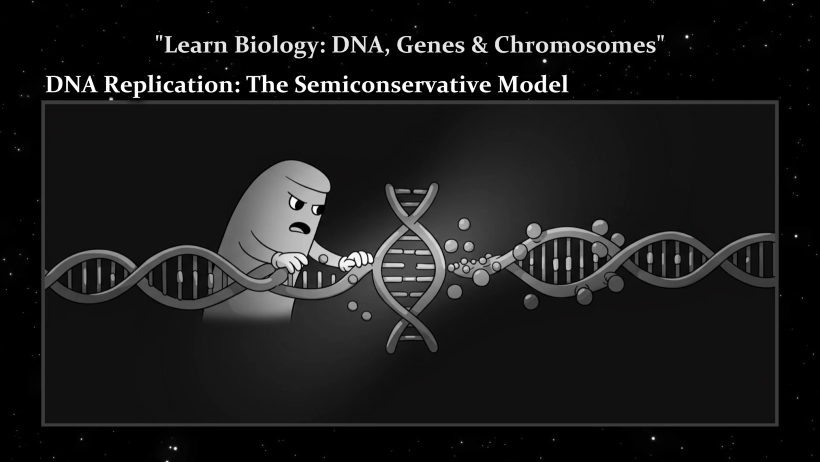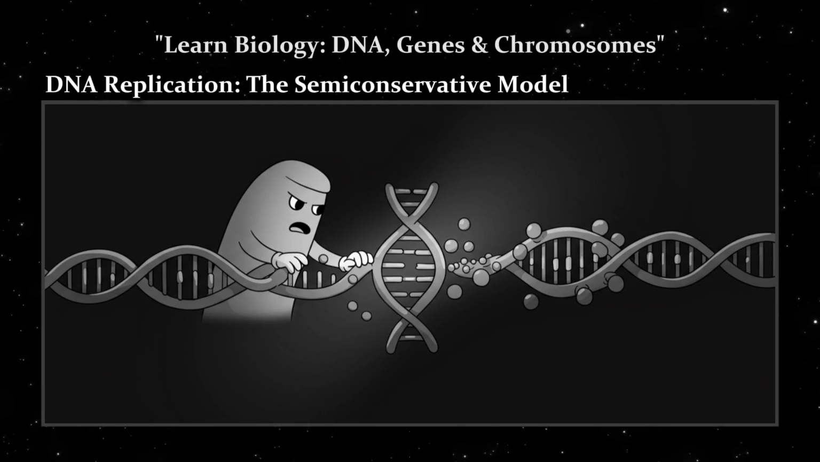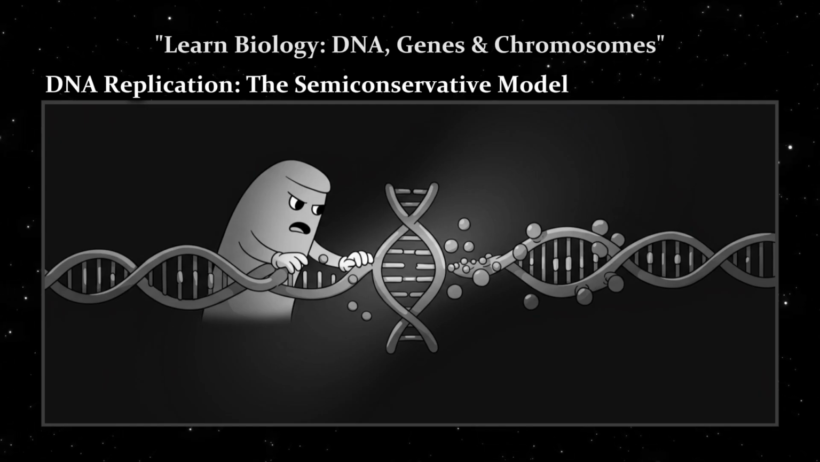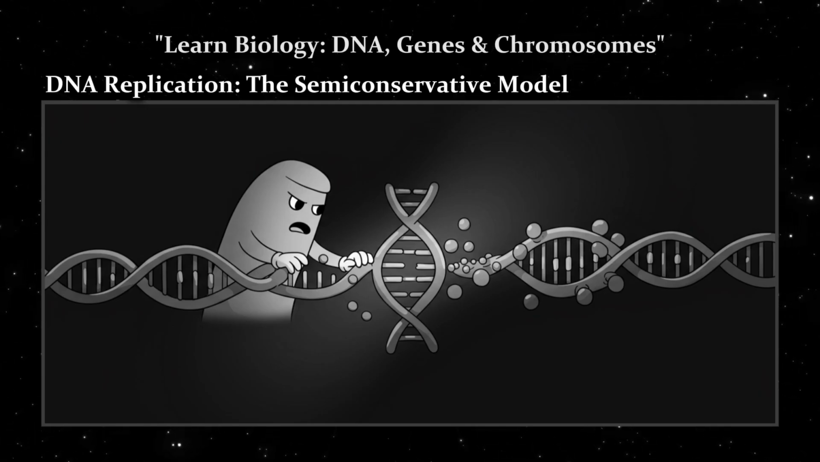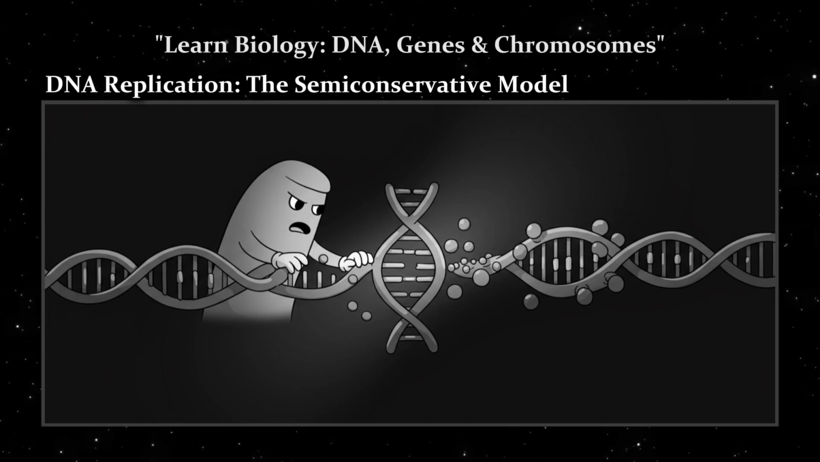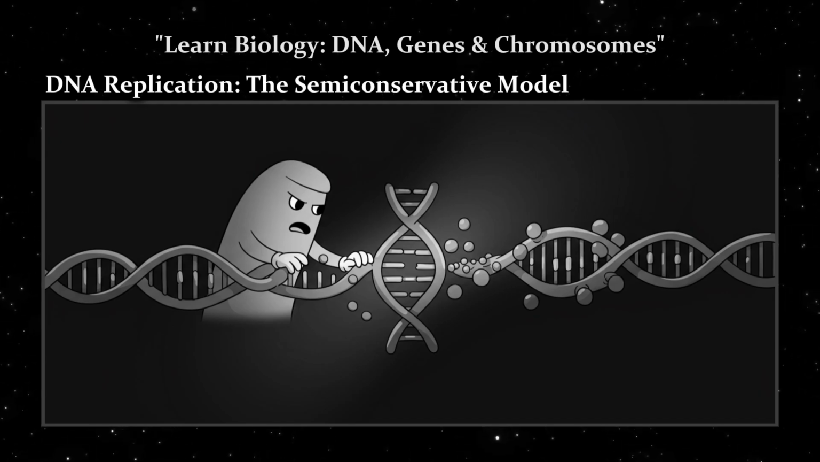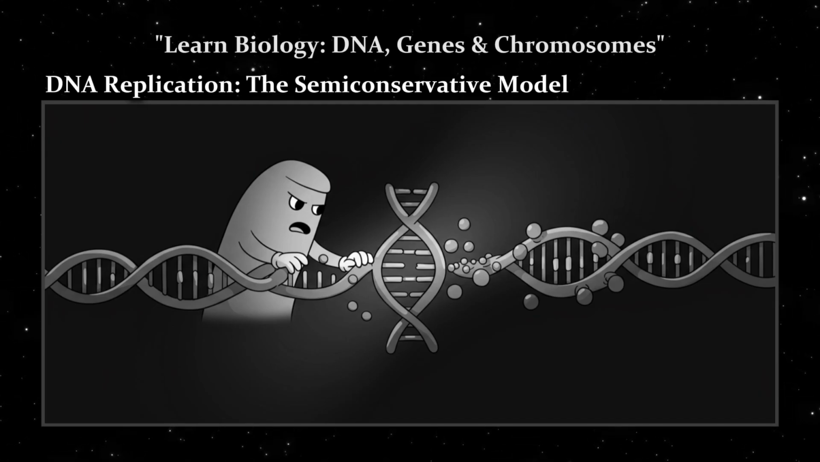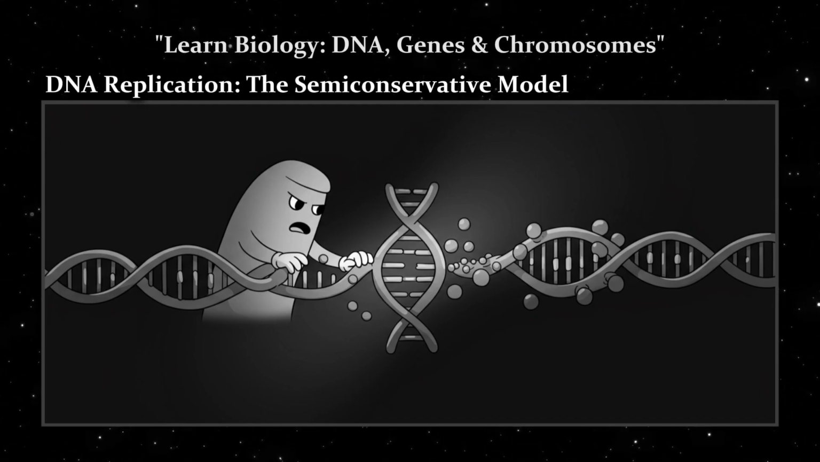This limitation creates a fascinating puzzle. For one of the template strands, this is not a problem. This is the leading strand. Its template is oriented in the correct direction. As the helicase unzips the DNA, this polymerase can drive along smoothly, building one long, continuous new strand.